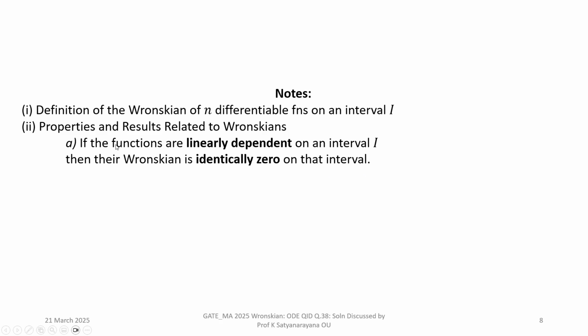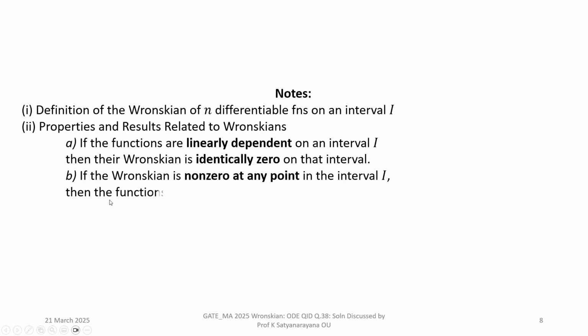Read carefully, it is one way. If they are linearly dependent, then the Wronskian is identically 0 on that interval. That means at every point it should be 0. B, if the Wronskian is non-zero at any one point in the interval I, then the functions are linearly independent on the interval I. It's about the Wronskian being non-zero at a point in the interval I, then the functions are linearly independent.